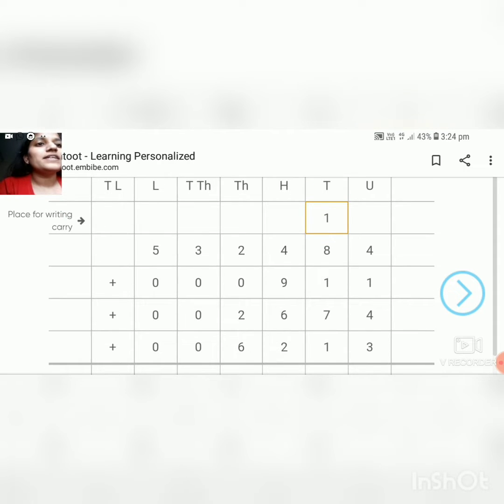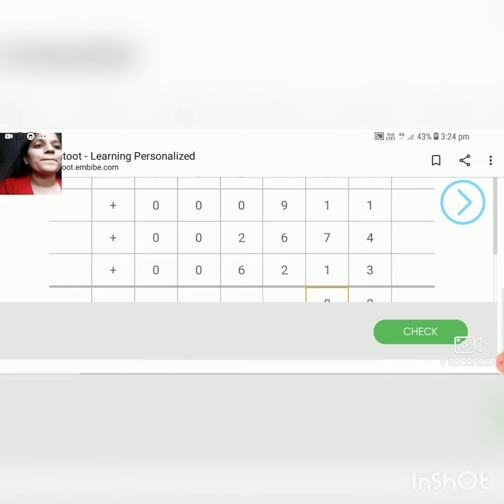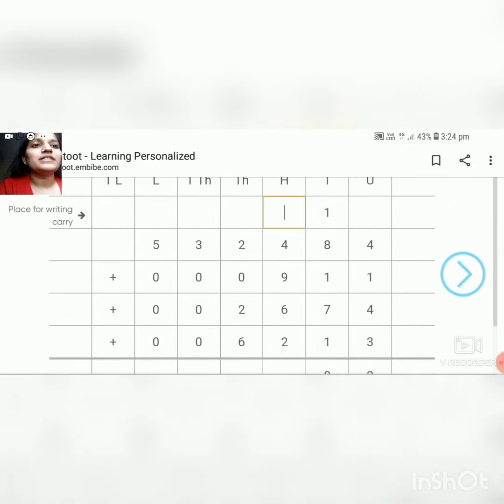So let's add tens digits. 1 plus 8 is 9, 9 plus 1 is 10, 10 plus 7 is 17, 17 plus 1 is 18. So we are going to write 8 here. Okay, and we are going to write 1 again as carry.